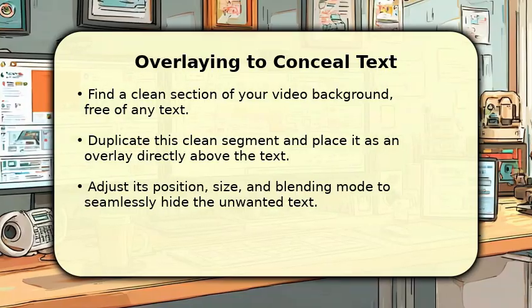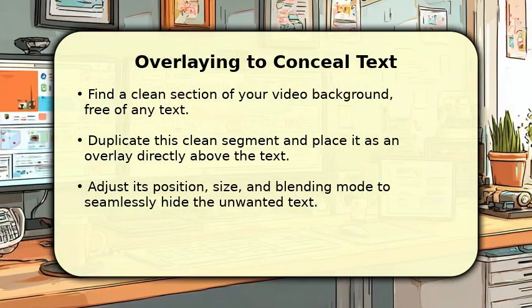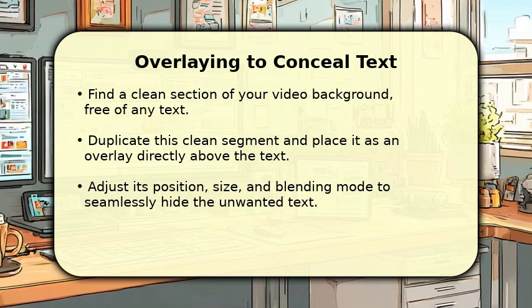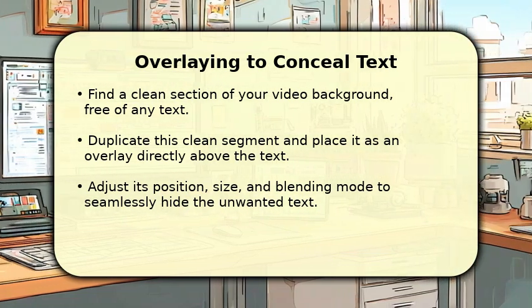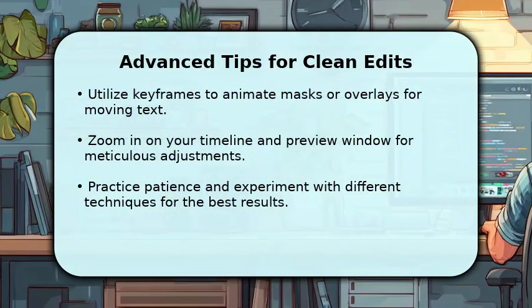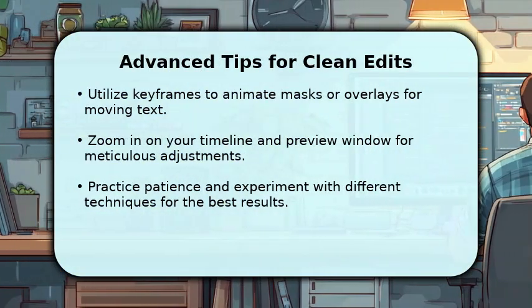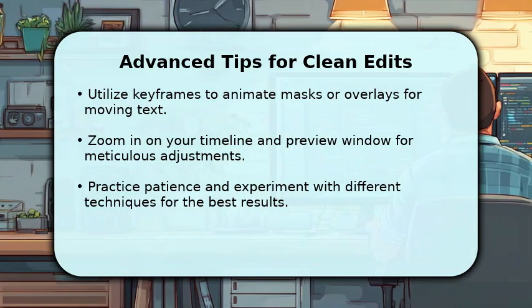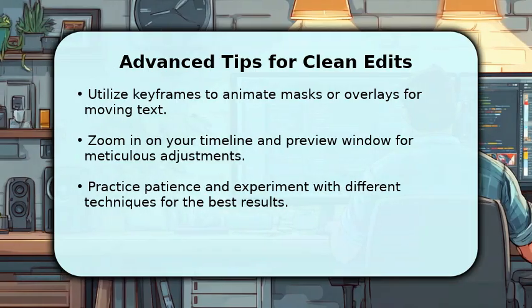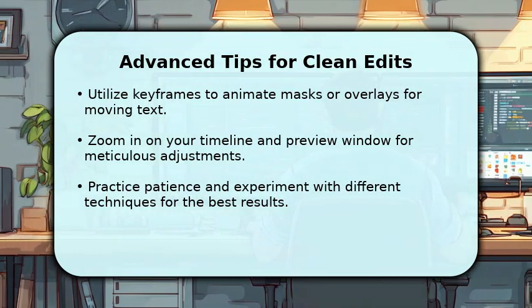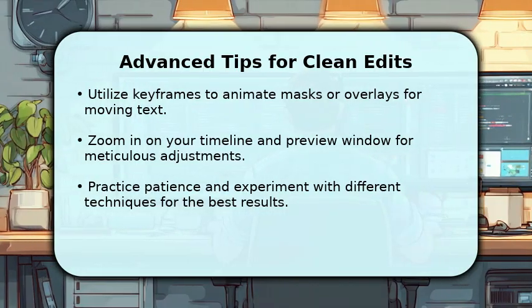Experiment with blending modes like normal or darken and fine-tune the opacity, perhaps around 90 to 100%, to seamlessly integrate the overlay and make the text disappear without a trace. For moving text, utilize keyframes to animate your mask or overlay, ensuring it tracks the text's movement throughout the clip. Zoom in on your timeline and preview window for meticulous adjustments, especially when dealing with small or intricate text.